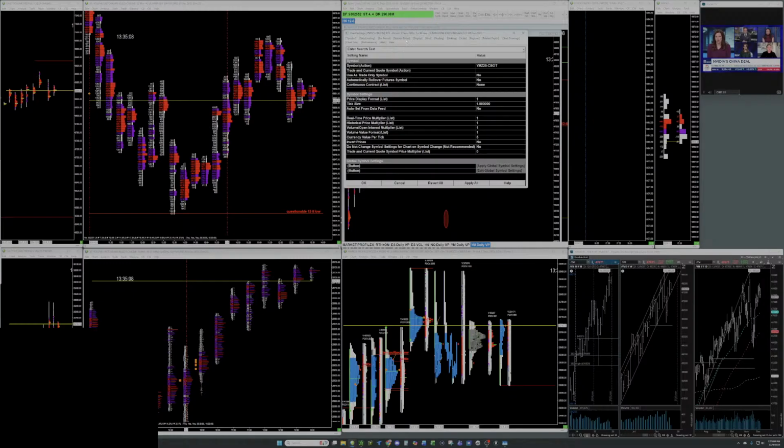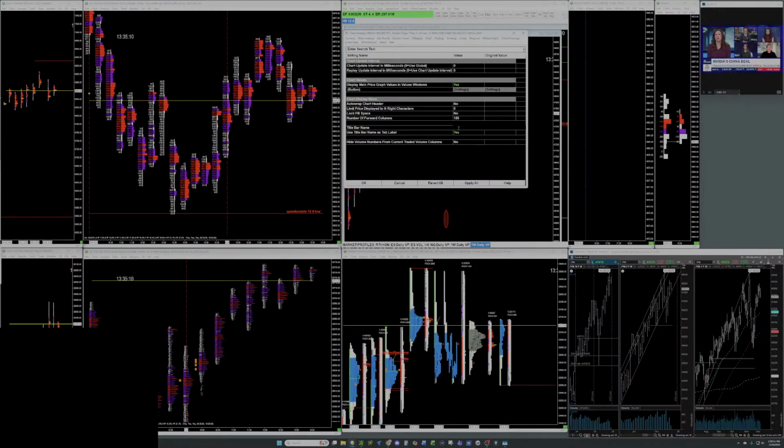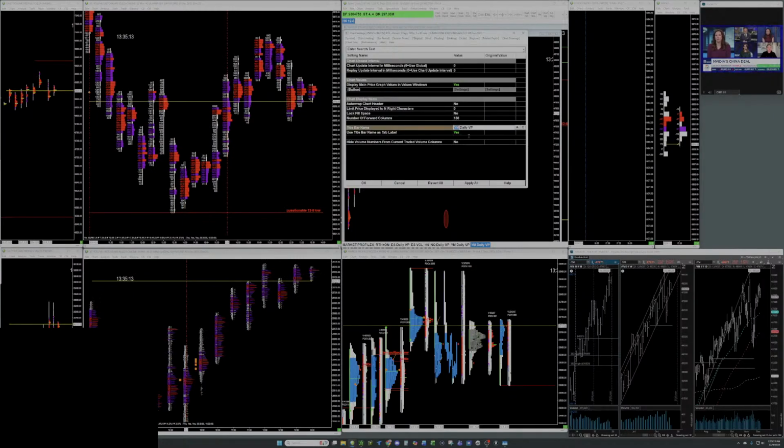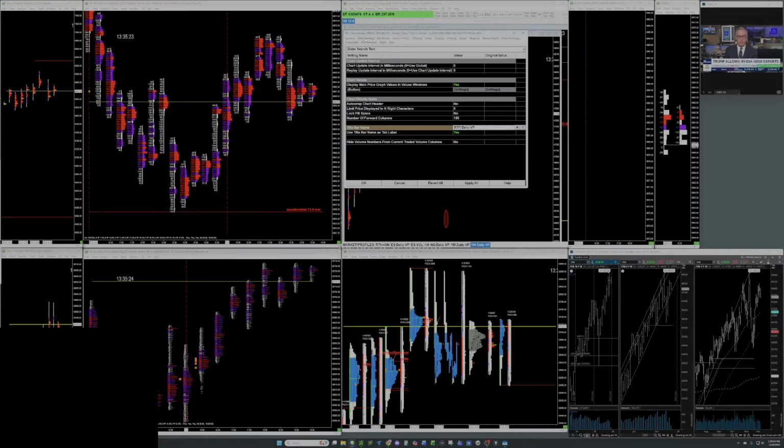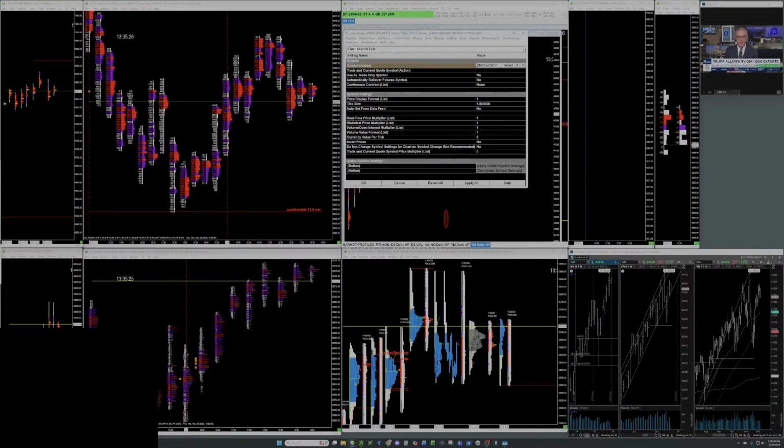Let's change the display. This time the symbol is going to be RTY, CME. Apply all. There you go.